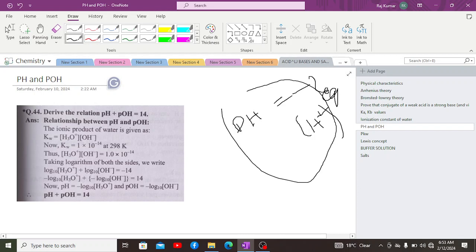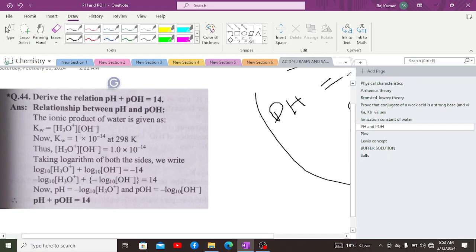Now, when we study pH and pOH, we have a relationship that pH plus pOH gives us a constant value of 14. Let's see how. We know that the ionic product of water is Kw, which is equal to 1 into 10 power minus 14. So H3O plus times OH minus is 1 into 10 power minus 14.